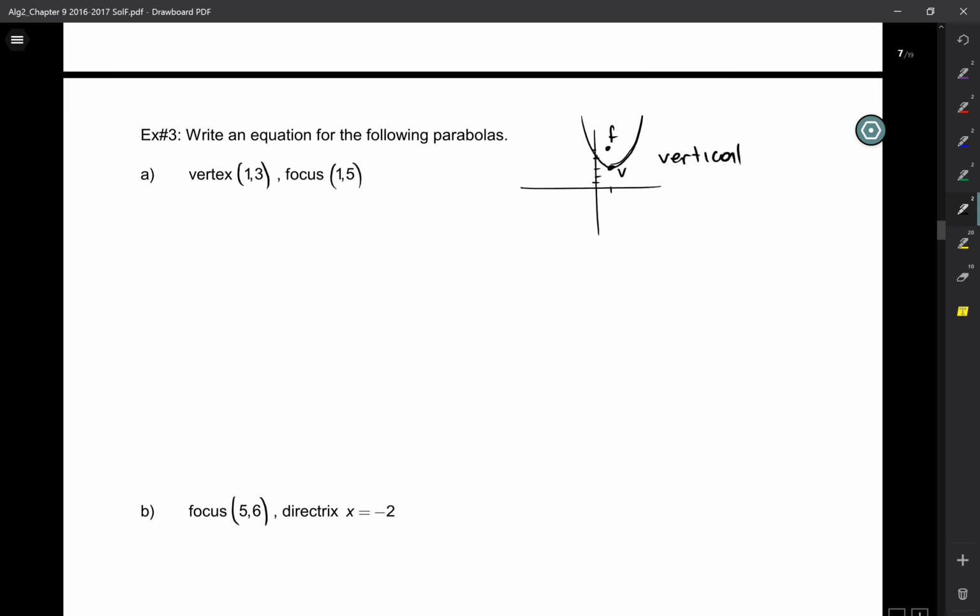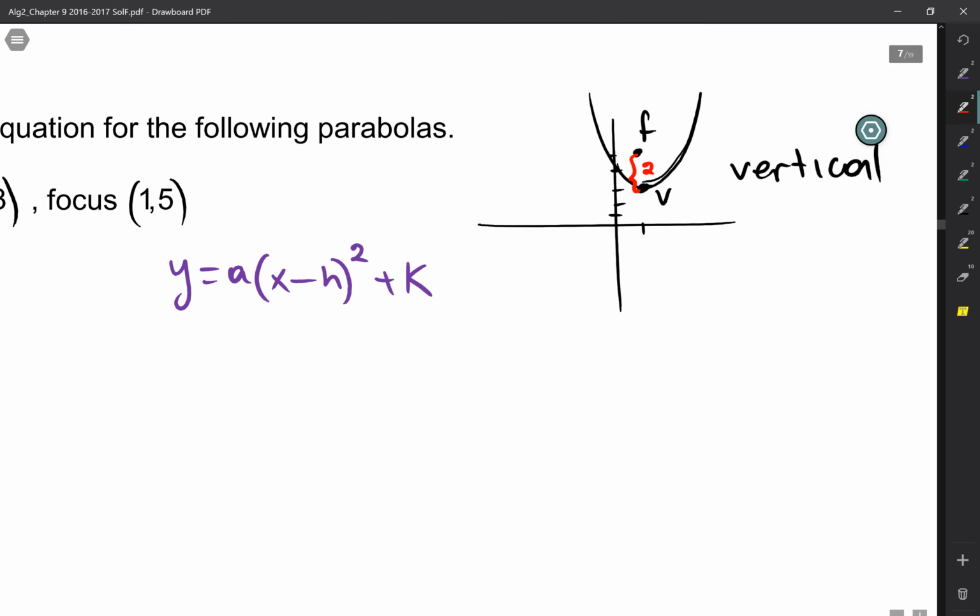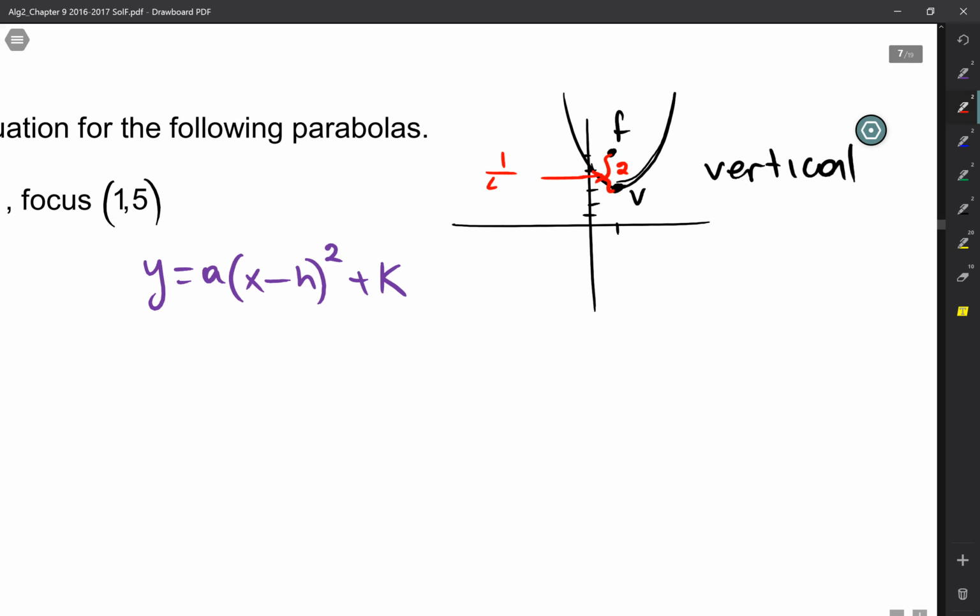So it's y equals a(x minus h) squared plus k. That you should have memorized, okay? Now, I need to find a. How am I going to do that? How big is that distance between the focus and the vertex? In numbers, how much is it? It's 2, right? Because one is at y equals 3, one is at y equals 5. Now, what expression does that represent? 1 over 4a. Remember, that's 1 over 4a. That distance is 1 over 4a.